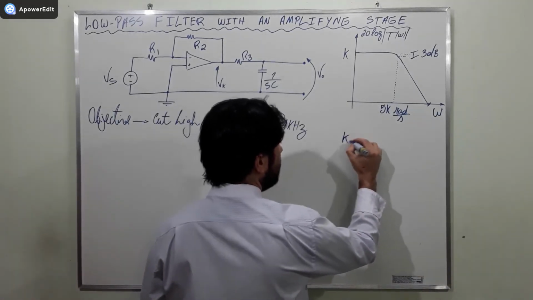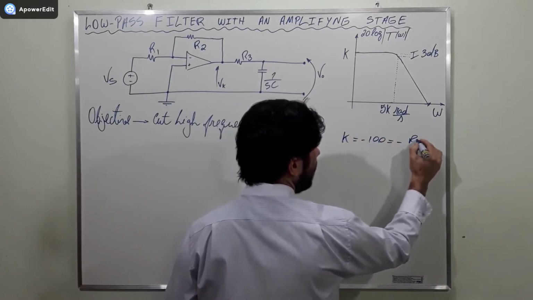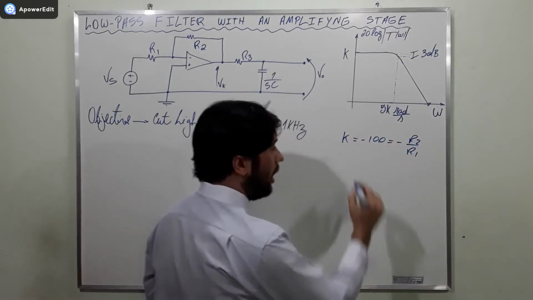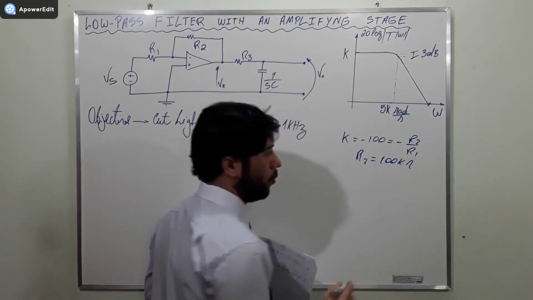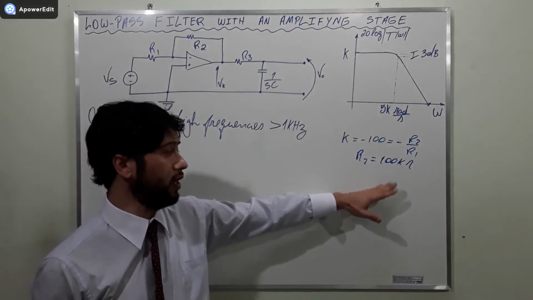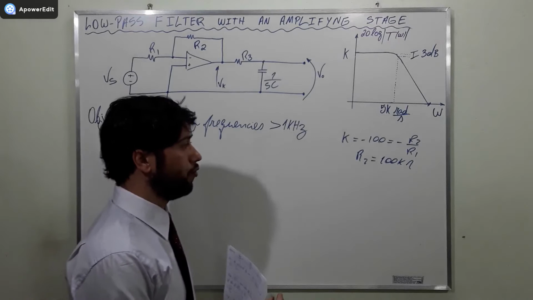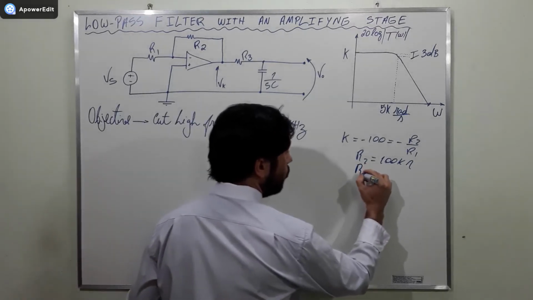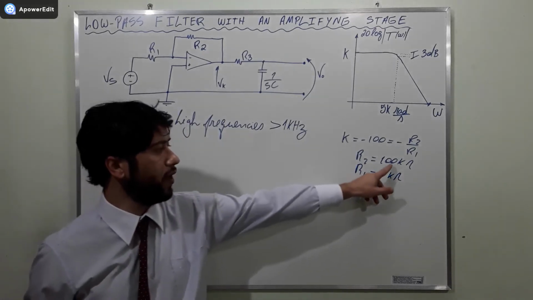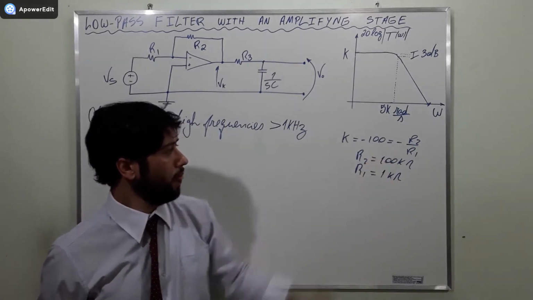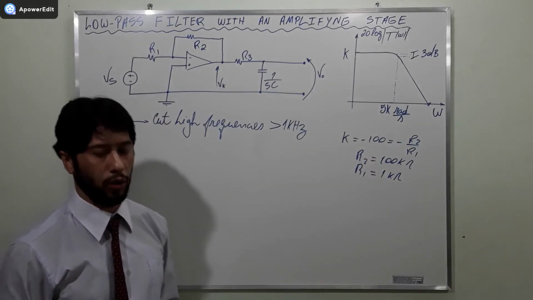We want the gain K to be negative 100, and this is going to be equal to R2 divided by R1. R2 is going to be equal to 100 kilo ohms. We can freely choose any value. It is easier to operate with 100 kilo ohms, and R1 we are going to choose to be 1 kilo ohm, and if we divide this by this, we get this. So this is what we are going to operate with.